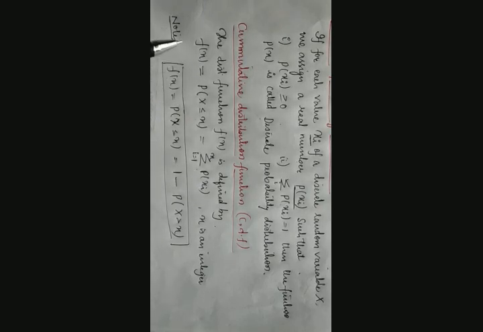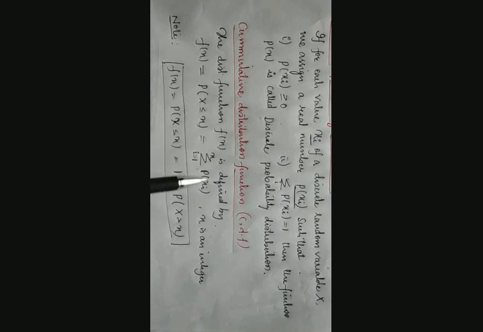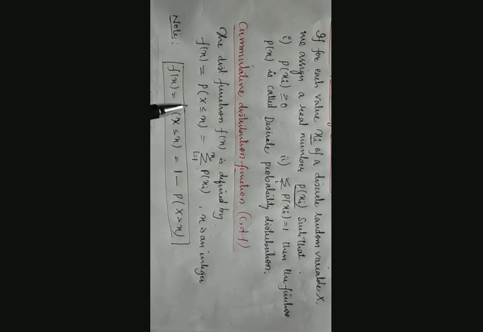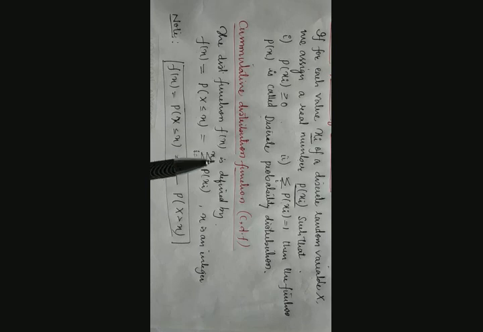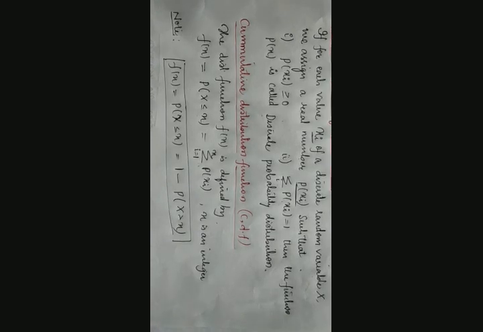Means what? Assume there are 5 values available, with probabilities of the 5 values given. Then the first value will be the probability of the first value. Next will be probability of first plus second. Next will be probability of first plus second plus third. Then probability of first plus second plus third plus fourth. Then probability of first plus second plus third plus fourth plus fifth. Means these are cumulative values we are going to take. So it is called cumulative distribution.